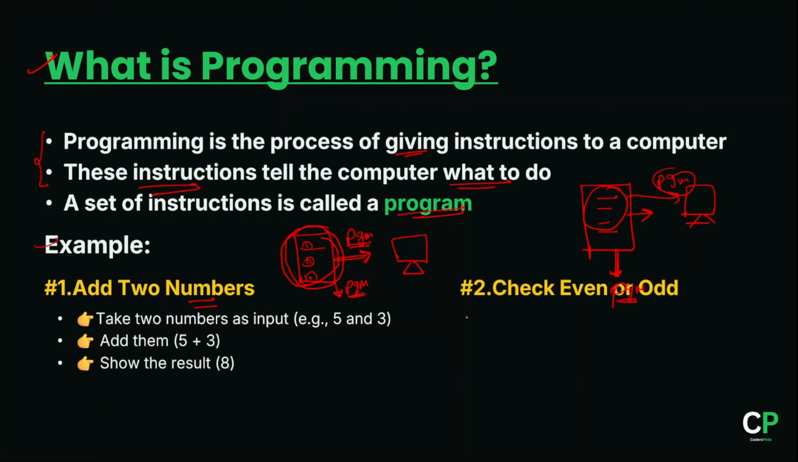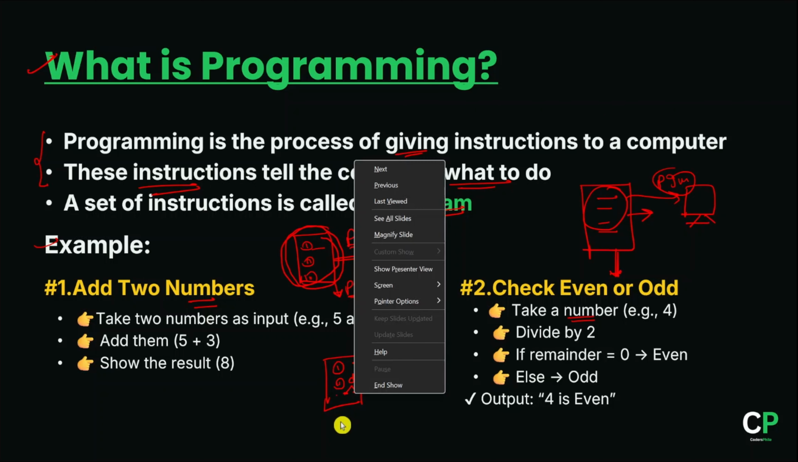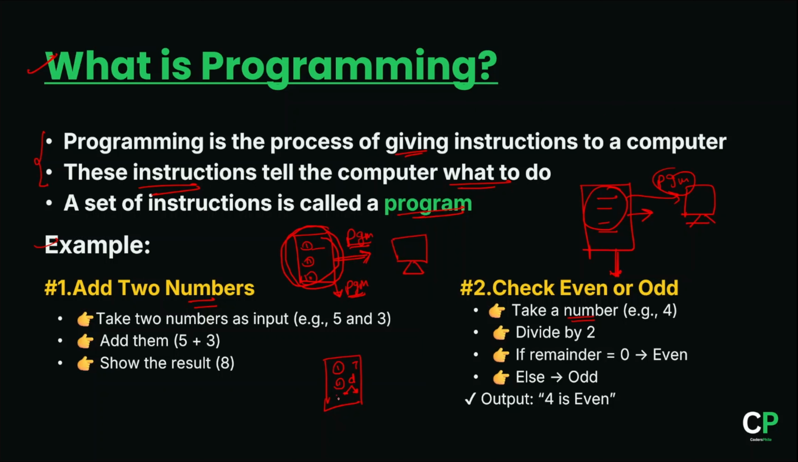Let's say a second example: we want to check whether a given number is even or odd. So first we will take a number as an input. We will give the instruction to a computer like that. First we will take a number and divide it by 2. If the remainder is 0, then the number is even. If the remainder is not 0, then it is odd. Then we will show the result.